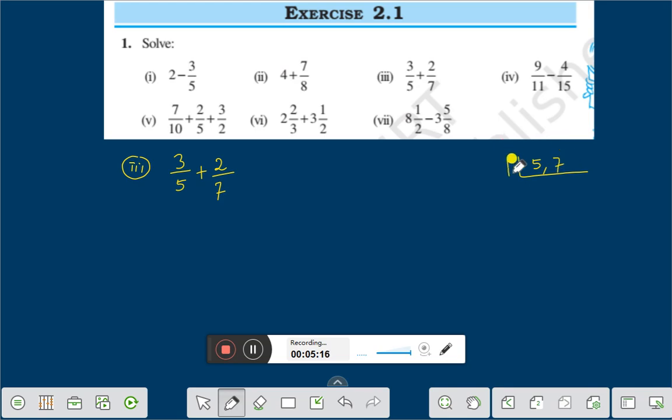It is only divided by 1, that is 5 and 7. Therefore, LCM is equal to 5 into 7. That comes to 5 sevens are 35. Therefore, you are getting LCM as 35.